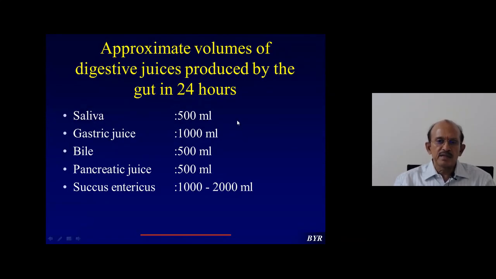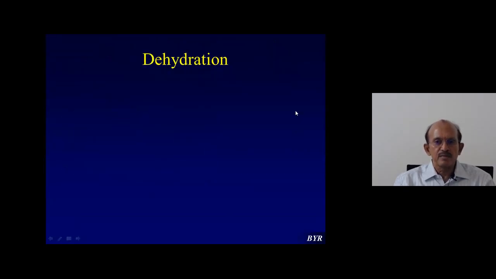Why this difference? These are the values in the fasting state. Those values in my book, the higher values, were for a person who is taking food normally. So in the fasting state, naturally, the secretions will be at a lesser rate.